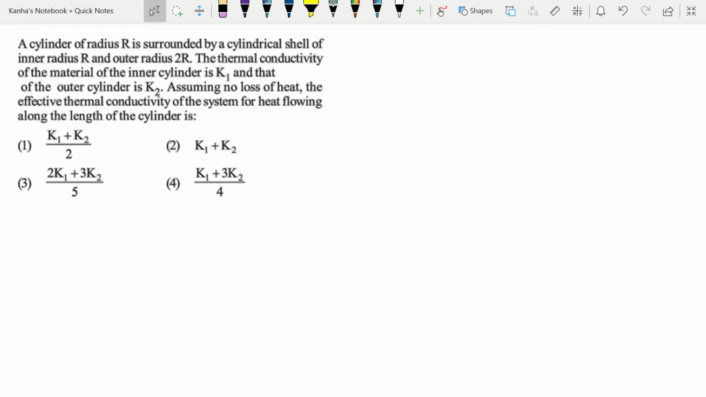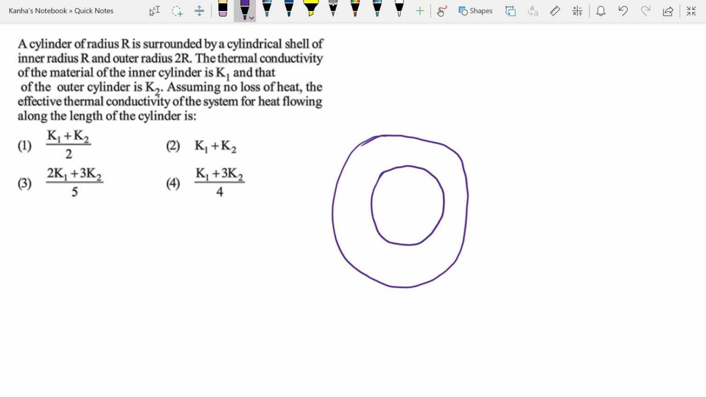Another interesting question is in front of you. A cylinder of radius r is surrounded by a cylindrical shell of inner radius r and outer radius 2r. The thermal conductivity of the material of the inner cylinder is K1 and that of the outer cylinder is K2. Assuming no loss of heat, the effective thermal conductivity of the system for heat flowing along the length of the cylinder is given by what? So let me just draw this for you once. This is my cylinder. This is given to be having K1 and A1 as the area. This has the area A2 and conductivity is K2.